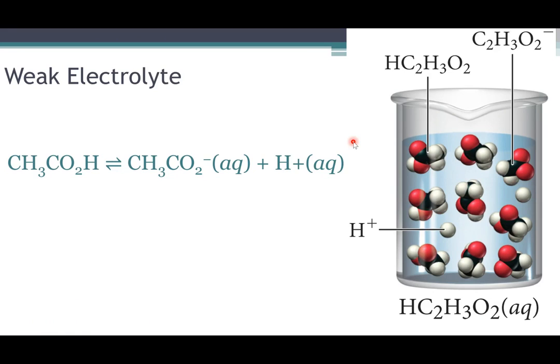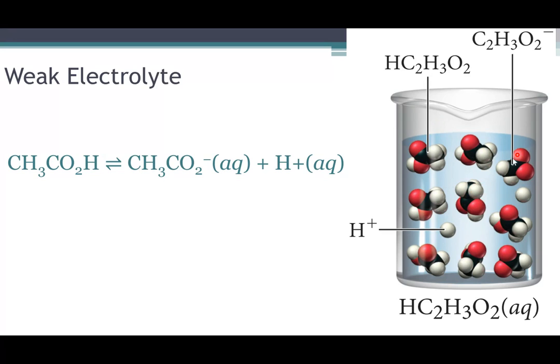Here's a picture of a weak electrolyte, just so you can kind of see what's going on. You don't need to know this, but this is acetic acid. Acetic acid is kind of the poster child for weak electrolytes. So what we see here is acetic acid is actually a pretty big molecule. So this is our acetic acid molecule here. So here we see the acetic acid molecule does stay together.